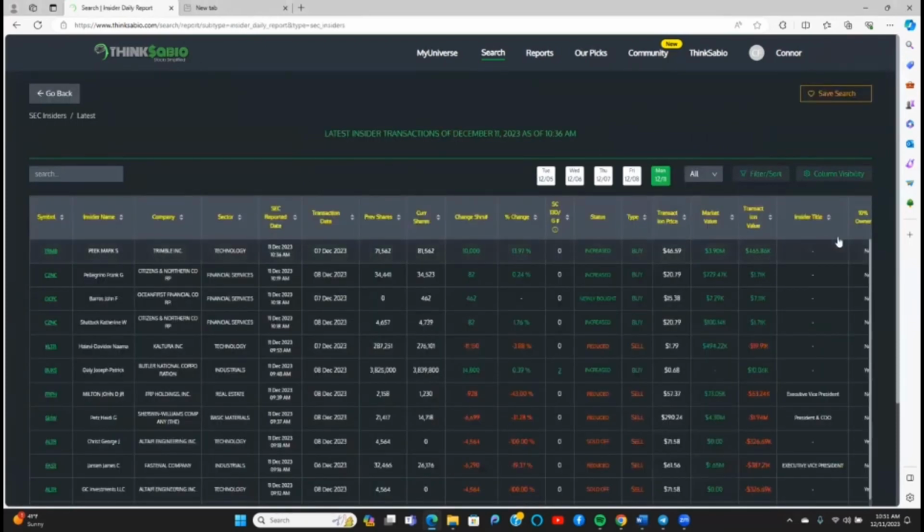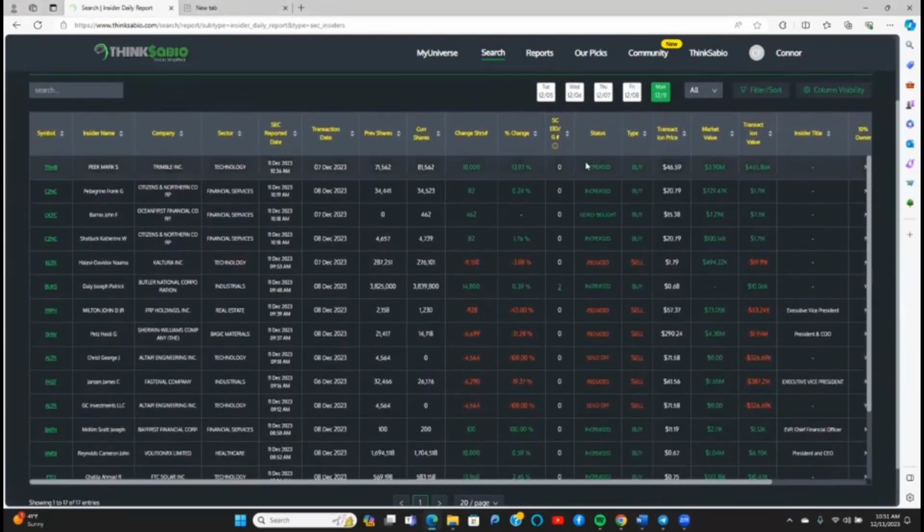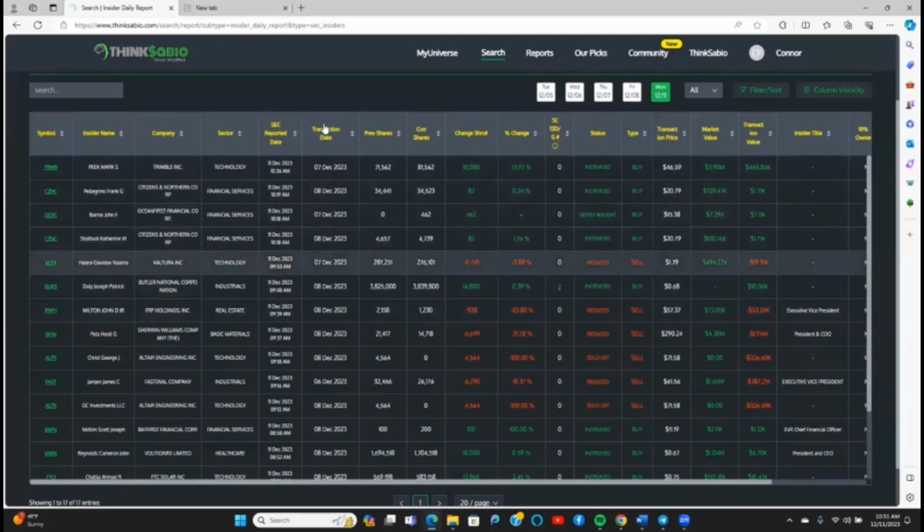So we'll look at this one first, latest insider transactions. This looks at daily transactions for the last several trading days, the last 5 trading days. With this one, it gives you a look at who the insider was, who did the buying, what company they bought, what stock they bought, what sector they bought it in, and then the date information on the transaction.